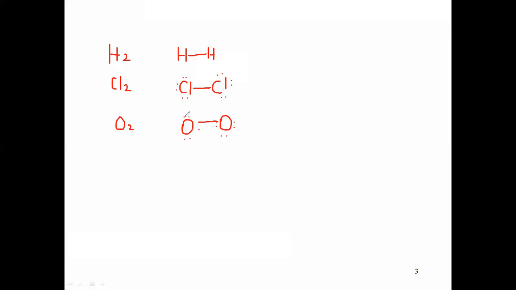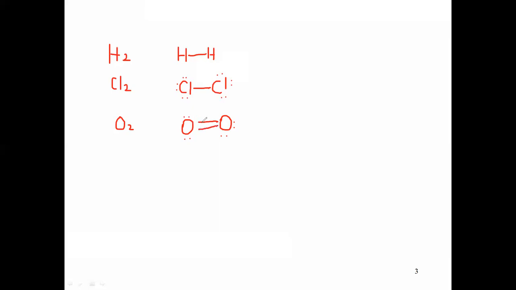So here 1, 2, 3, 4, 5, 6. 6 electrons are there, and one bond. Actually, one electron is shared with another electron, so a bond is also there. This bond will be considered as 2 electrons. So 1, 2, 3, 4, 5, 6, 7. 7 electrons are there. To make it 8, we have to draw another bond.